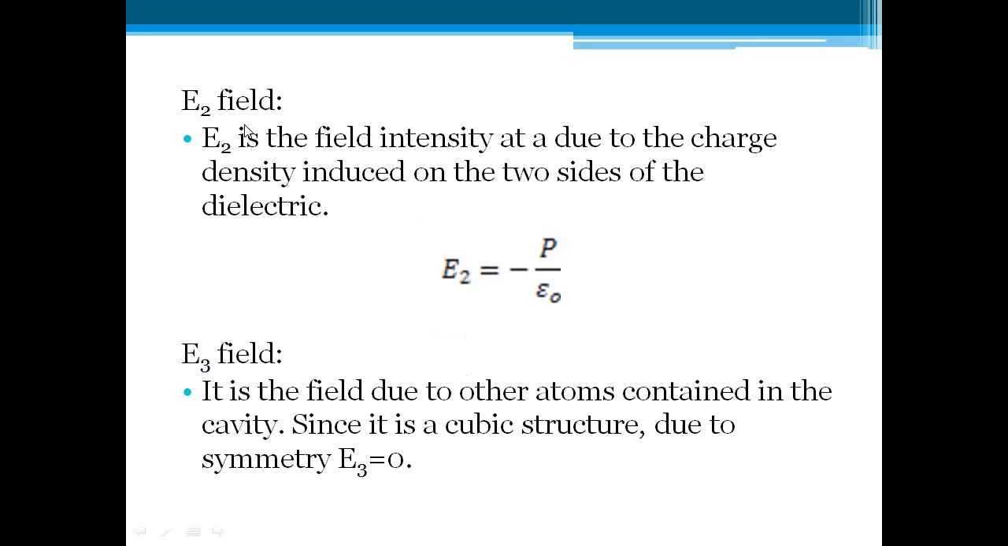E2 is the field due to the induced field. That is, due to polarization, charges will get displaced onto the surface of the material. Hence, an induced field will be produced, that is, E2 is equal to minus P by epsilon naught. This negative term represents that E2 is in the reverse direction to the applied field. E3 is the field due to neighboring atoms. Since we have considered a cubic structure, due to symmetry, the fields due to the neighboring atoms cancel each other. Hence, E3 is equal to 0.